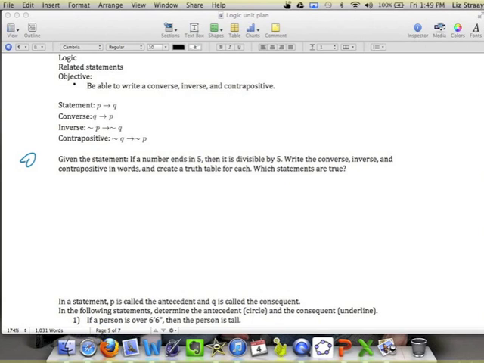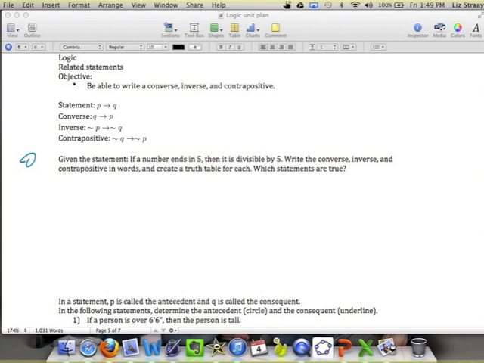Just because a statement is true does not necessarily mean that its converse is true. Turning those around does not necessarily maintain the truth of the statement. An inverse negates both parts but maintains the original order. So if not P, then not Q. A contrapositive makes both of those changes. So it switches the order and it negates both pieces.